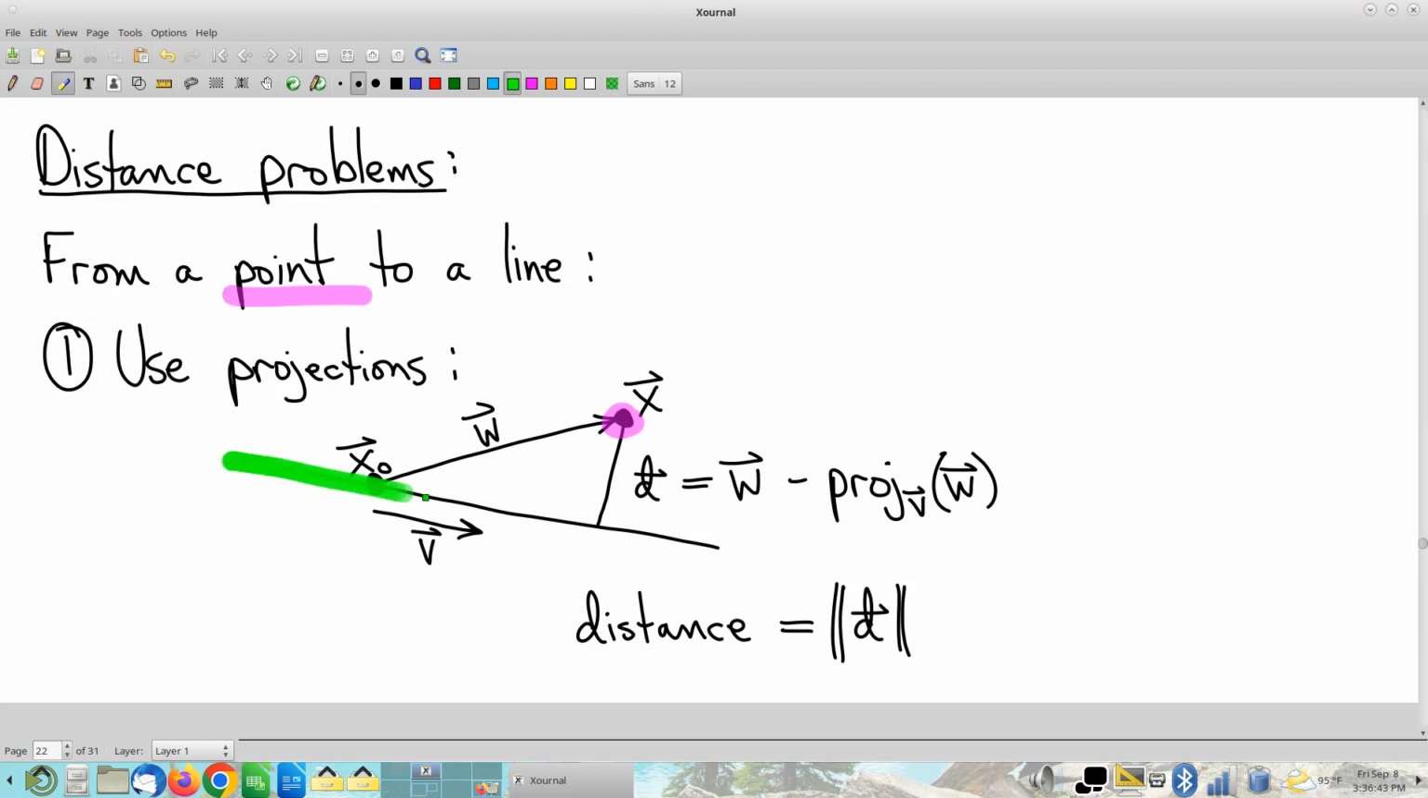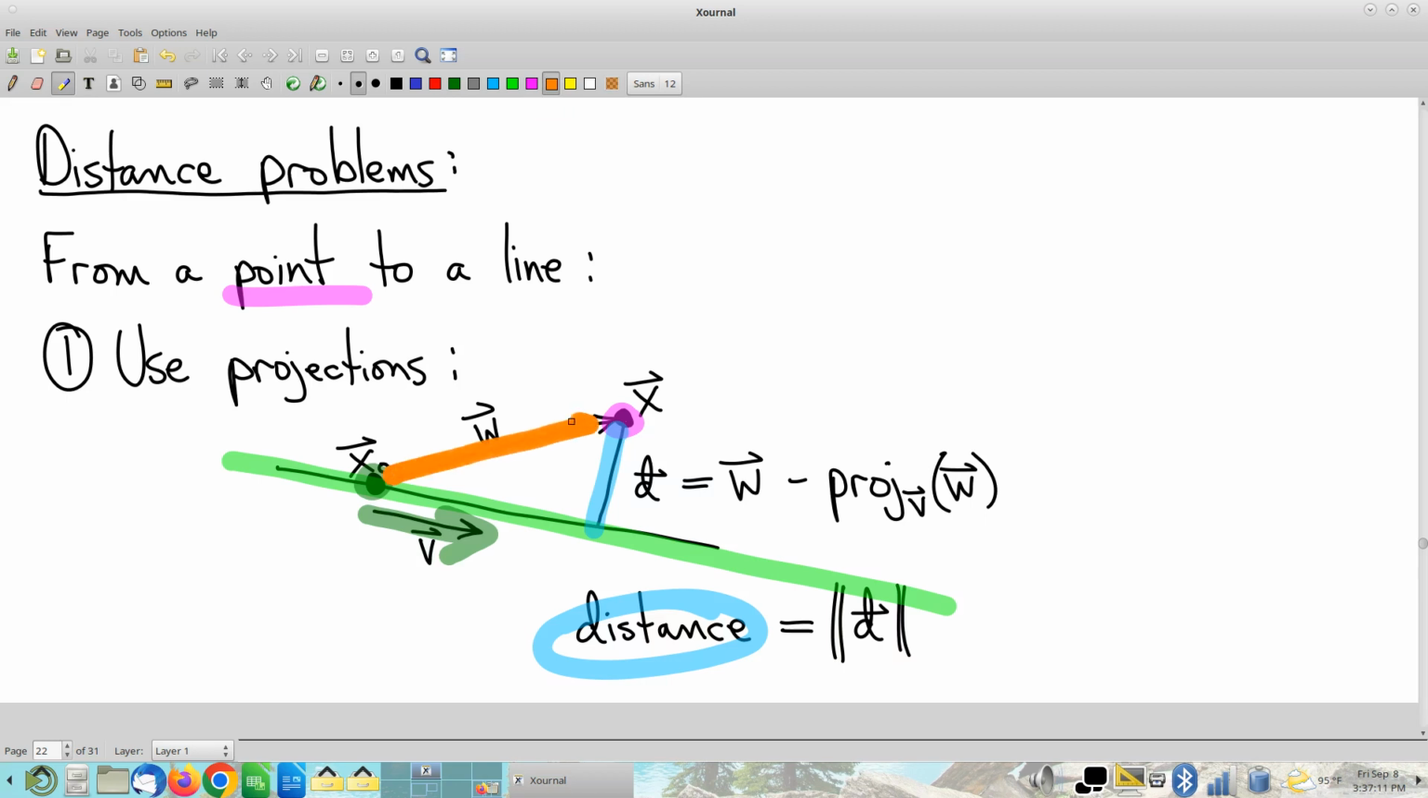Okay, so we'll start off with a point and a line that I'm going to presume is parameterized, and we want to find the distance from that given point to that given line. Okay, so how to do this. Keep in mind the line is parameterized, so I have an x naught and I have a v. That's given. So here we go. Clever idea, I wish I'd thought of. Here's what you do. Subtract to form this vector w.